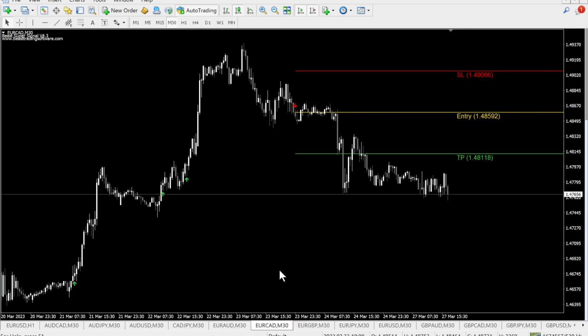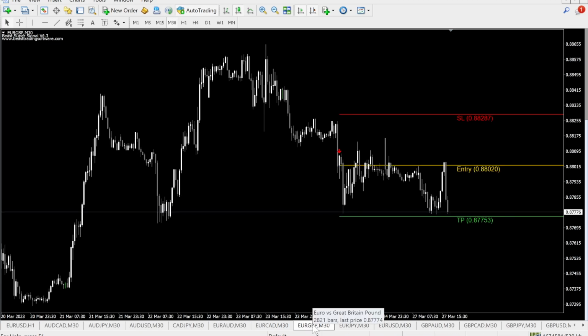Moving on, we have the euro Canadian dollar. Here we had a sell signal last week that hit profit. Looking back, we had one buy, another buy, and another buy. These are all wins. So this pair has been fantastic over the last couple of weeks.